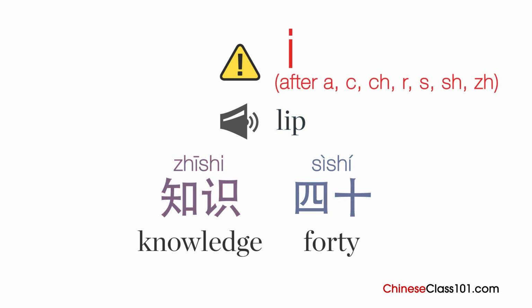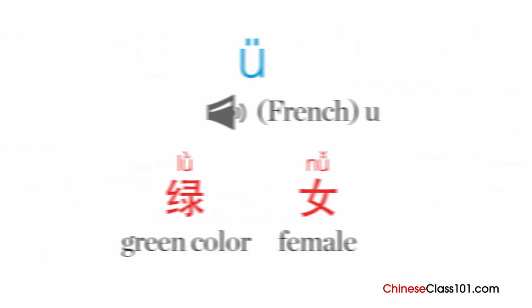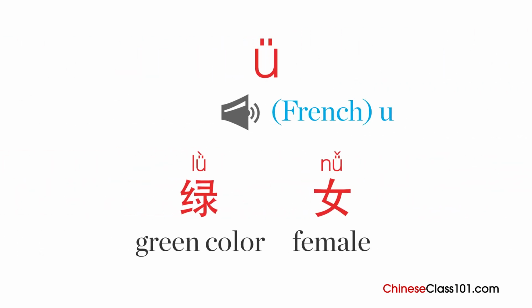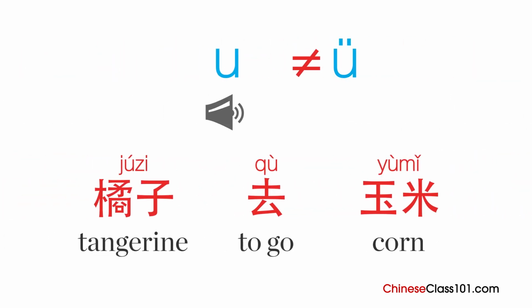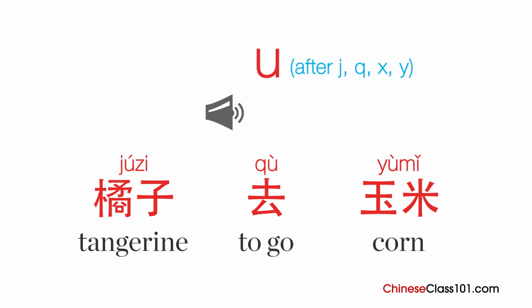The Ü sound is like the French U. Your lips should be round and pouting. U and Ü are different sounds, but when U comes after J, Q, X, Y, it makes the same sound as Ü.